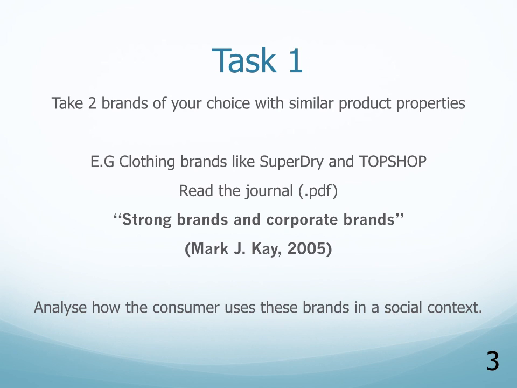So the first task for you to do to help grasp this, and I've already added a useful PDF for you, is take two brands of your choice with similar features, product properties as they're called. Clothing brands, Superdry, Topshop, Next, all these sort of things available on the high street.